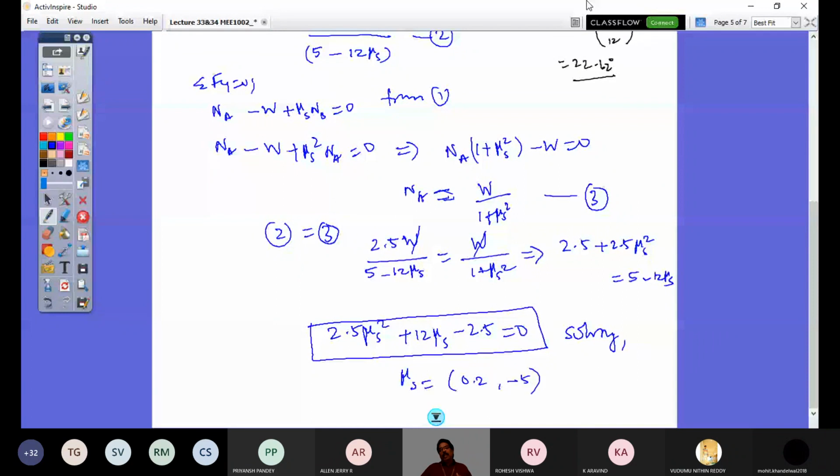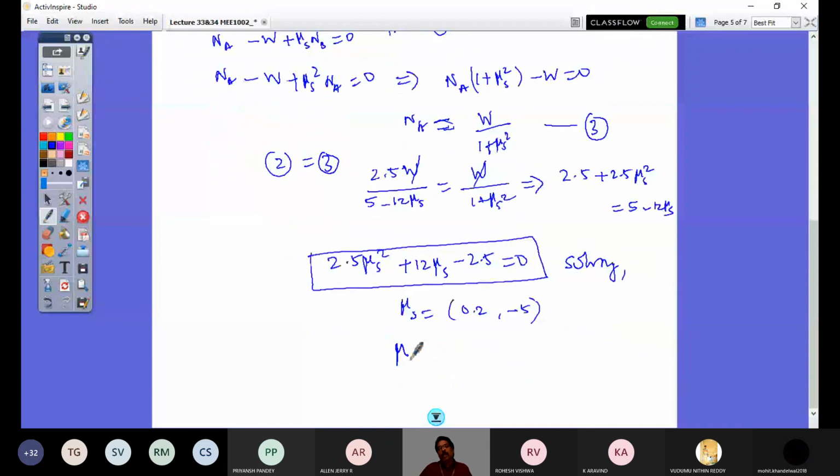This can be stable. What do you mean by that? If you have any value of mu s greater than 0.2, if I have 0.3, this is of course stable. If I have less than 0.2, then this would not stay. That is the meaning, right? So this is another question from friction. We have solved the problems on ladder. I hope you could have solved this problem well in your examination.